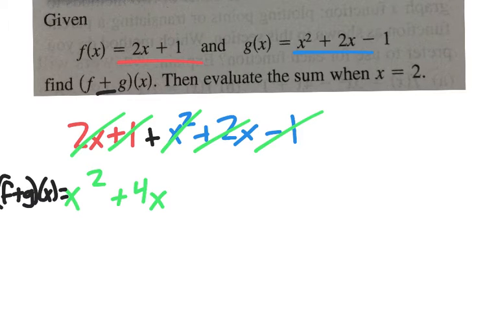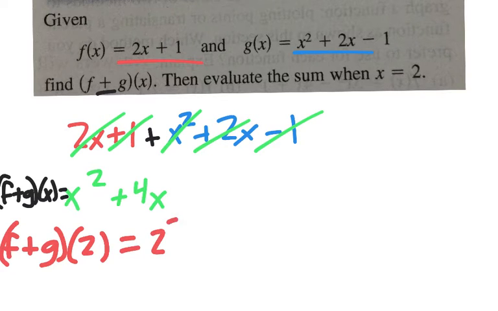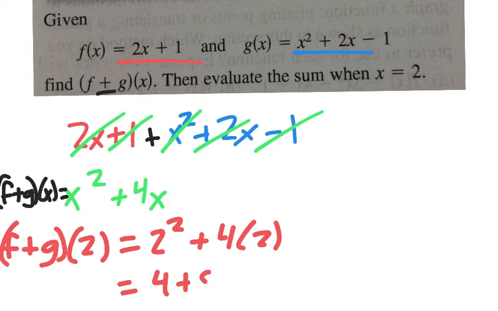Now, it tells me to evaluate what happens when x is 2. Okay, well, guess what I'm going to do? I'm going to plug in 2. I'm going to find f plus g of 2. That's going to equal 2 squared plus 4 times 2, which is 4 plus 8, which is 12.